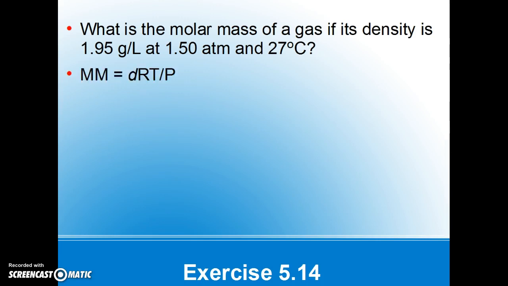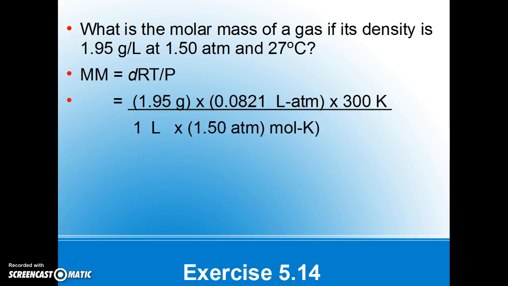The molar mass, of course, is dRT divided by the pressure. We plug those numbers in. The density, notice I wrote grams in the numerator and liters in the denominator, is 1.95 grams per 1 liter, multiplied by R, and since we're measuring the pressure in atmospheres, we use 0.0821 liter atmospheres per mole Kelvin. Mole Kelvin goes in the denominator. And finally, on the numerator, we multiply by 300 Kelvin.